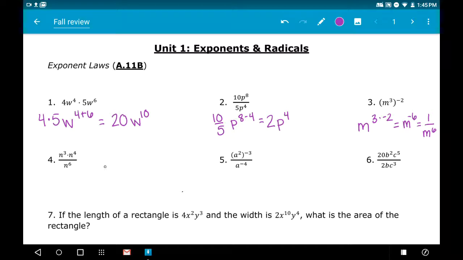For number 4, we're kind of combining rules. So this first one, it's n to the 3rd times n to the 4th, and then it's all divided by n to the 6th. So again, we're going to use this multiplication and this division. So first, we're just going to deal with the top, which means I add my exponents. So I have n to the 3 plus 4, and it's still going to be divided by n to the 6th. So then I add 3 and 4, and I get n to the 7th divided by n to the 6th. And now I just subtract like we did in number 2, so I get n to the 1st power.